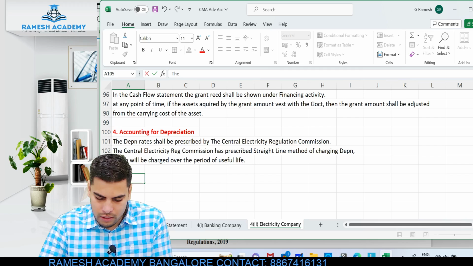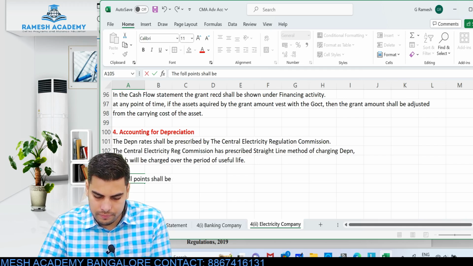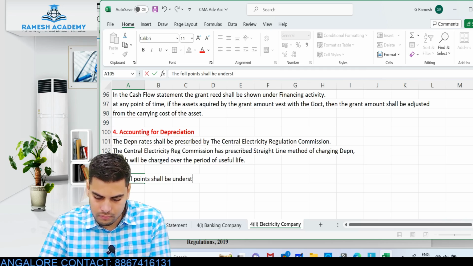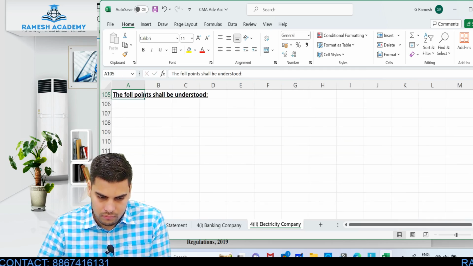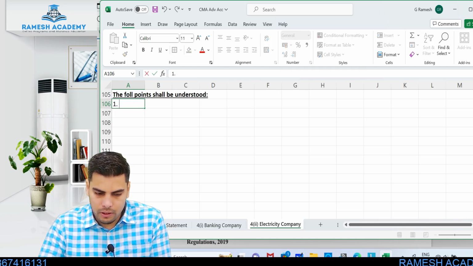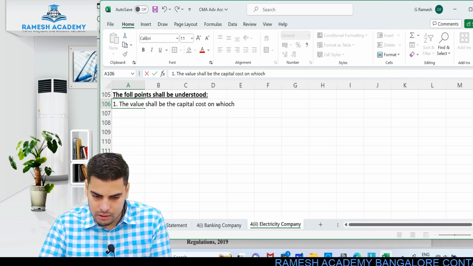Okay, so the following points shall be understood. What is the first point? The first point is the value shall be the capital cost on which depreciation shall be charged.